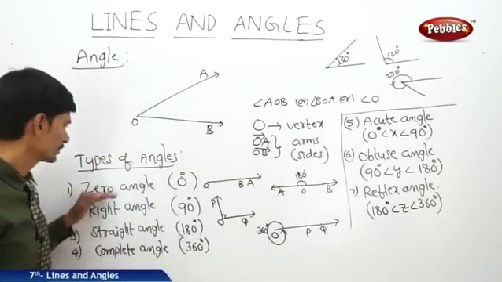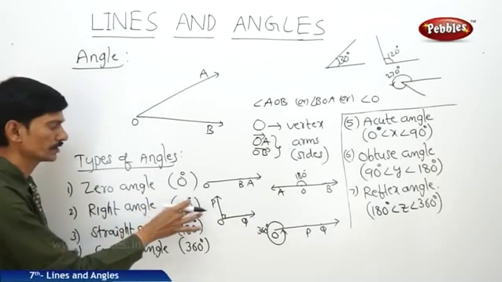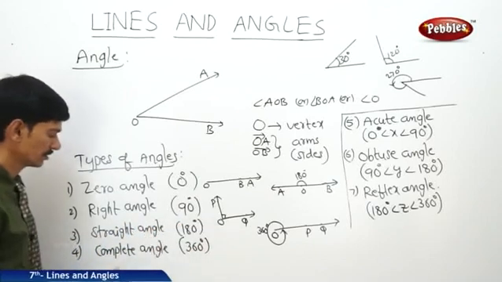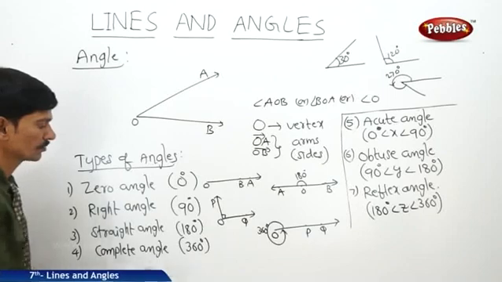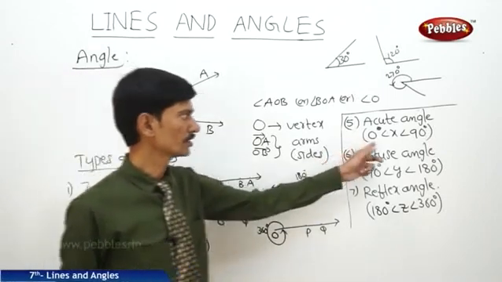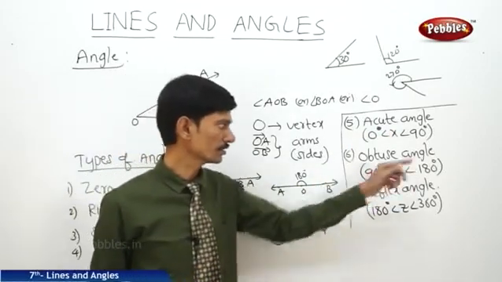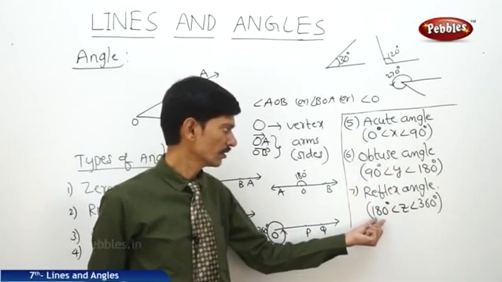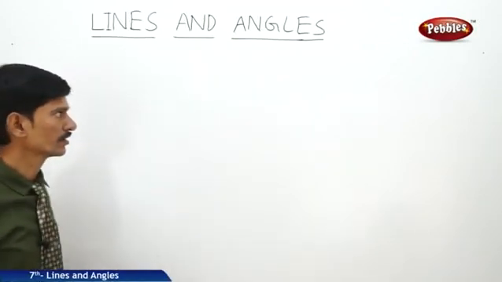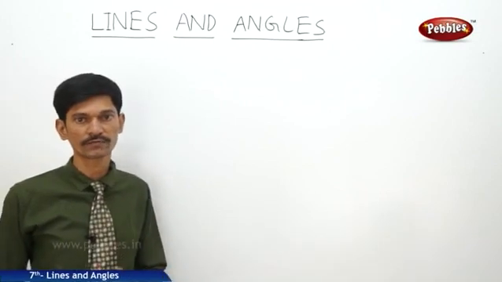Now these are the different types of angles. The first angle, zero angle, whose measure is 0 degrees, and the next one is right angle whose measure is 90 degrees, and third one is straight angle whose measure is 180 degrees. The next, complete angle whose measure is 360 degrees, and the acute angle lies between 0 degrees and 90 degrees, and the obtuse angle lies between 90 degrees and 180 degrees, and the reflex angle lies between 180 degrees and 360 degrees. Now let us solve a few problems based on all these topics: the line, line segment, ray, angle, and the different types of angles.